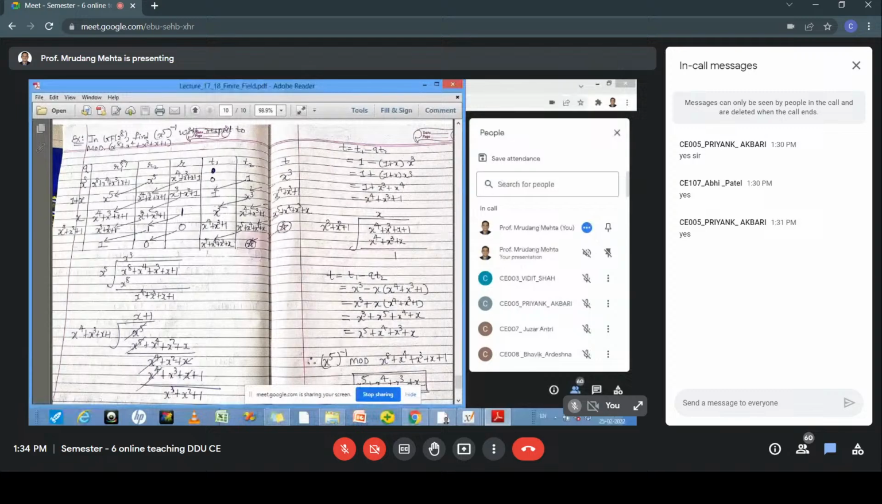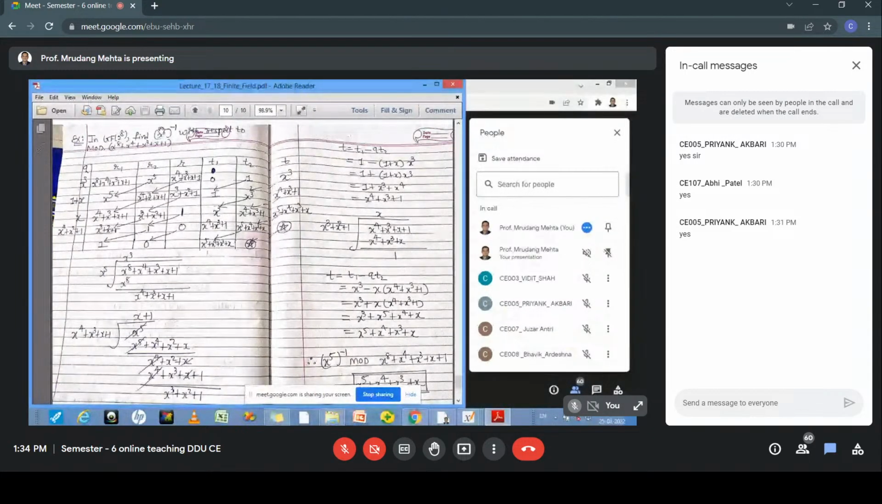So in a Galois field 2 raised to 8, find x raised to 5 inverse with respect to the modulus, and the modulus value is this prime polynomial, that is x raised to 8 plus x raised to 4 plus x raised to 3 plus x plus 1. Now this one is a prime polynomial, and we discussed that whenever we have a Galois field, we have this prime polynomial, right? So we will be using this.